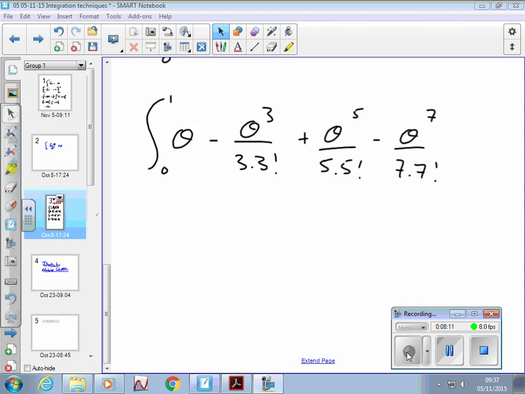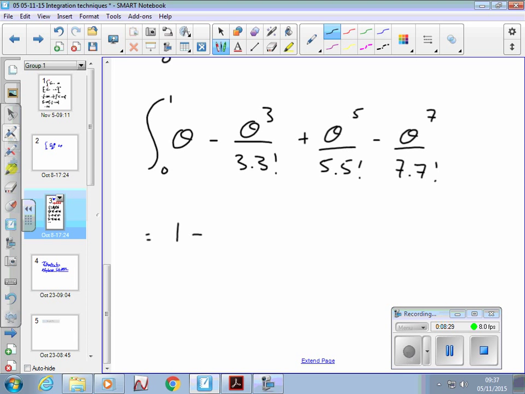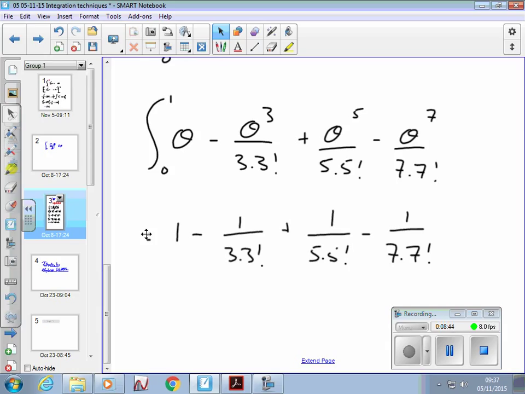So we'd end up with this, and then we could put our limits in, as we did before, the 1 and the 0. The 0 is going to be quite easy because all the terms will disappear. So effectively, you're just going to have the 1, aren't you? So it actually becomes 1 minus 1 over 3 times 3 factorial plus 1 over 5 times 5 factorial minus 1 over 7 times 7 factorial. And then I just get my calculator out and work out what that was, and that would be the answer. It would be an approximate answer because we've used the power series, and the more terms we have, the better our answer will be.